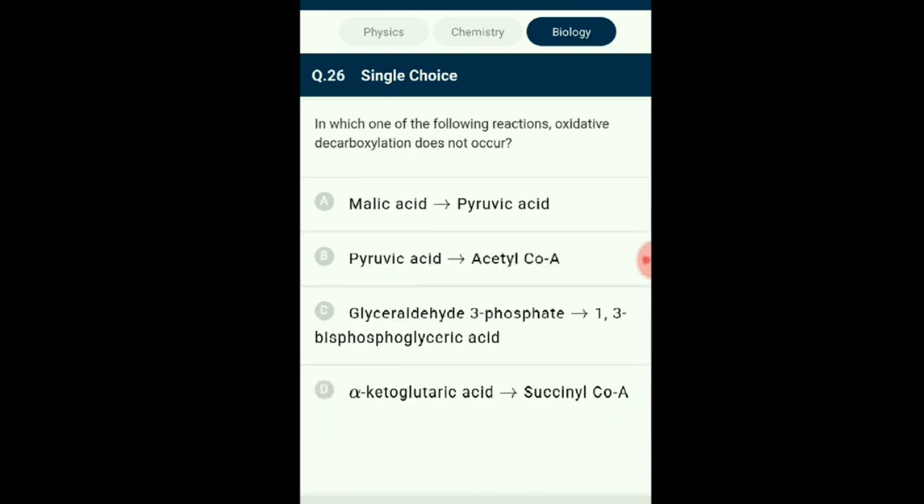Question number 26. In which one of the following reactions does oxidative decarboxylation not occur? Oxidative decarboxylation reactions are oxidative reactions in which a carboxylate group is removed, forming carbon dioxide. In this reaction, glycerol 3-phosphate gives 1,3-bisphosphoglyceric acid. Phosphorylation occurs and oxidative decarboxylation does not occur. So the answer is option C. Glycerol 3-phosphate is converted into 1,3-bisphosphoglyceric acid.